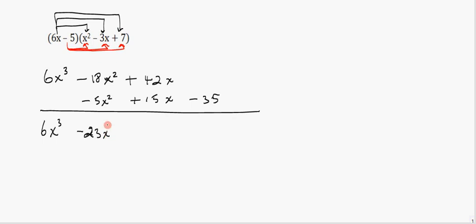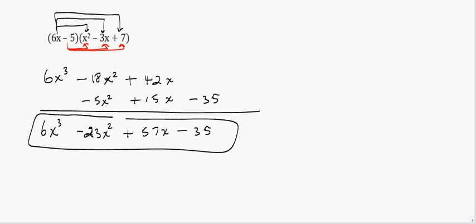X squared. Don't forget, when you're adding like terms or subtracting like terms, the variable doesn't change. Just combine the coefficients. And then here I'm going to have a 42 plus 15. They're both positive, so it's going to be, what, 57x. Then bring down the minus 35. And so there's the product of that binomial times that trinomial.